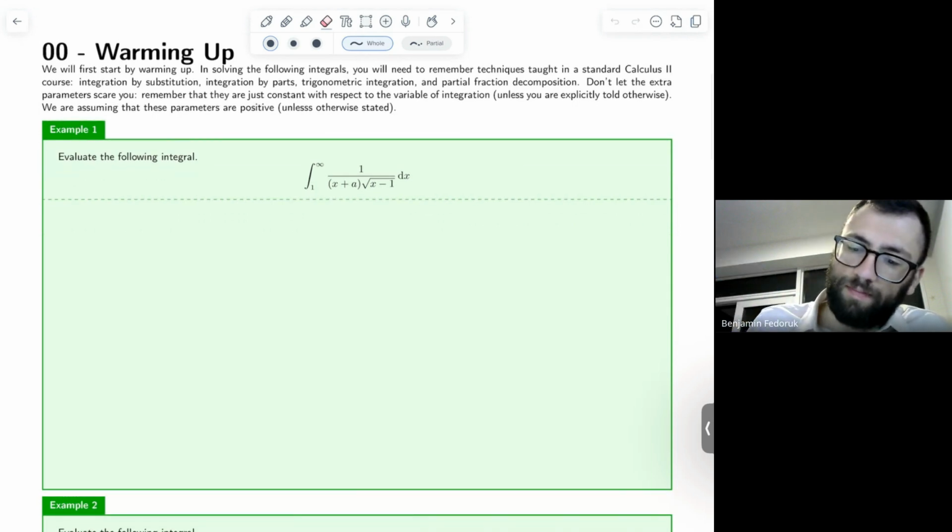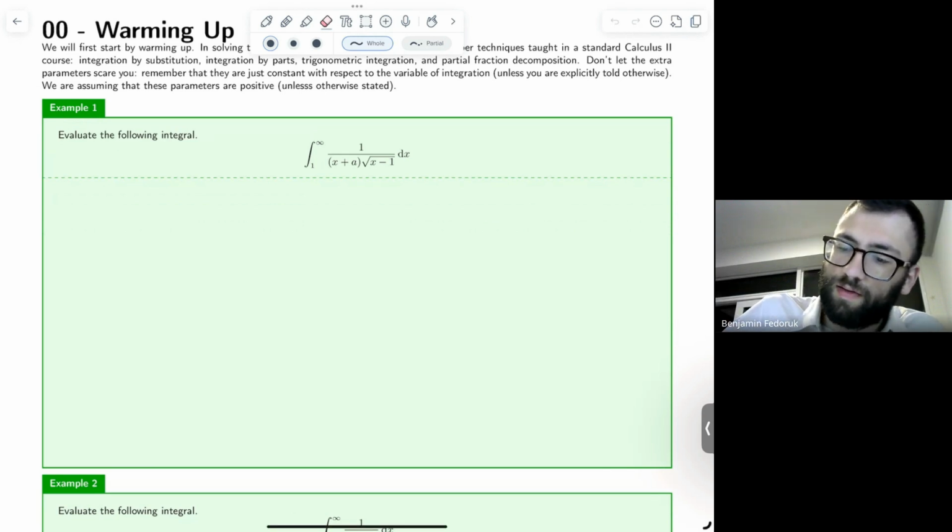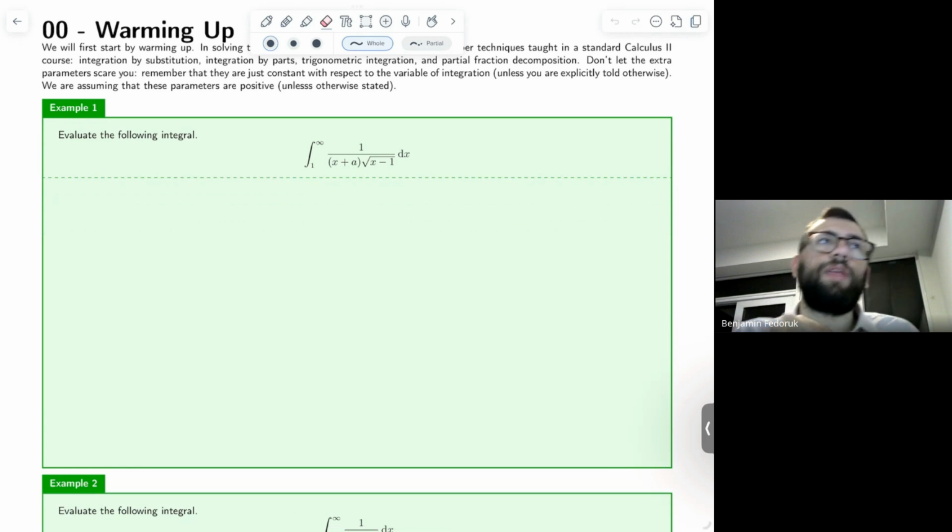So example 1, evaluate the following integral. We're given this integral from 1 to infinity, and we've got a quotient as our integrand with respect to x. I'm going to do a substitution, and this is a really clever substitution that you might not see immediately, because it is definitely a weird one.